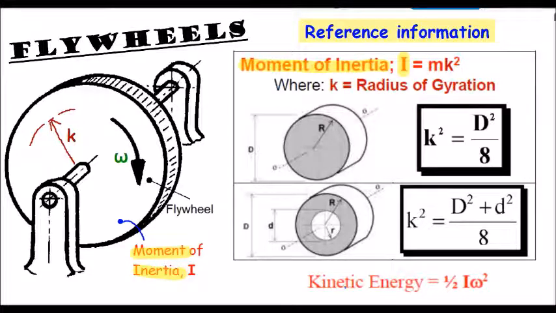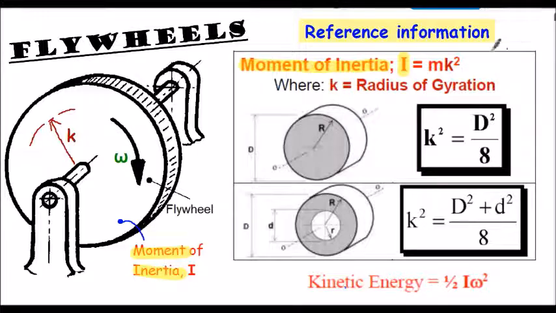So often in the calculations we're going to look at, we will be very interested in calculating the moment of inertia, because that will actually help us then find the geometrical considerations or the mass properties of the flywheel. So you'll see that moment of inertia, the symbol I, will crop up in some of the questions. Probably actually most of the questions, to be honest.